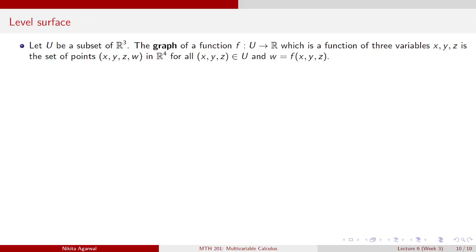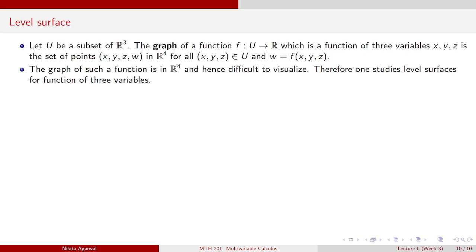When you have a function from R to R, you plot it in R2. When you have a function from R2 to R, you plot it in R3. When you have a function from R3 to R, you have to plot it in R4, right? That's what we are doing here. Where (x, y, z) is in the domain, and this fourth variable is nothing but the value of the function at the point (x, y, z). Okay. Now we are not used to plotting things in R4, right? The graph of such a function is in R4 and hence difficult to visualize.